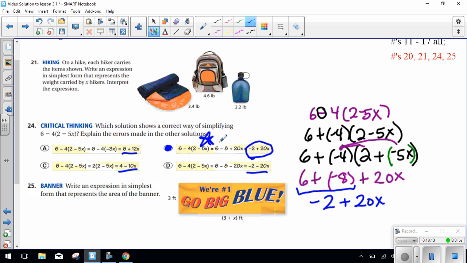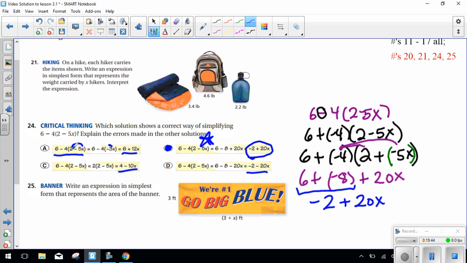So now that we know the steps and what we're looking for, I'm going to comb through each of these and identify the error. So this is the original question. So I see 6 minus 4 times negative 3x. So the only way they can get this negative 3x is if they combined these two terms, but they're not like terms. So the problem or the error with A is that they combined two terms that are not alike. So that's the issue there.